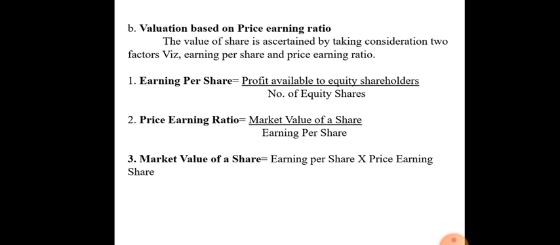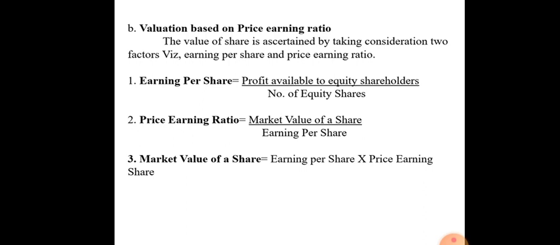Earning per share means, suppose a business is earning rupees 10,000 yearly, and there are 5,000 shares. It means that for each share, out of this 10,000, we have to ascertain how much they are earning. This is the earning per share. We have to calculate this, as well as the price earning ratio, and the market value of shares under this valuation.